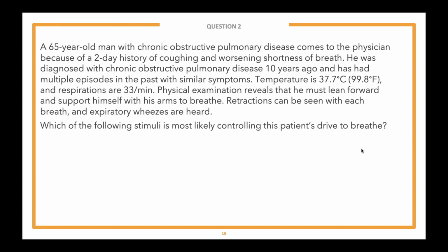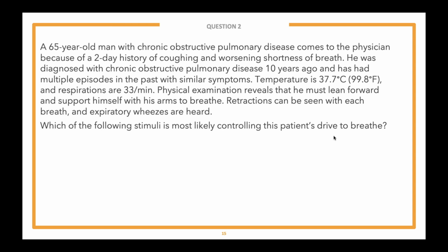Which of the following stimuli is most likely controlling this patient's drive to breathe? We'll give all of you a few moments here to respond in the question box and let us know how many steps you believe this question will require. Then we'll move on to the vignette. All right, I see some responses coming in, so let's go ahead and read that vignette.